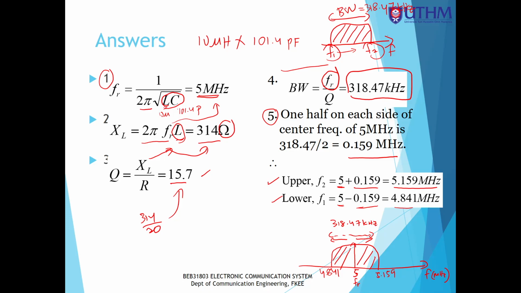Okay. So this is just mathematics. We divide by 2 so that we can get half. So from there we can add or minus with the center of the frequency. Okay. Do you have any question to ask? You can ask now.